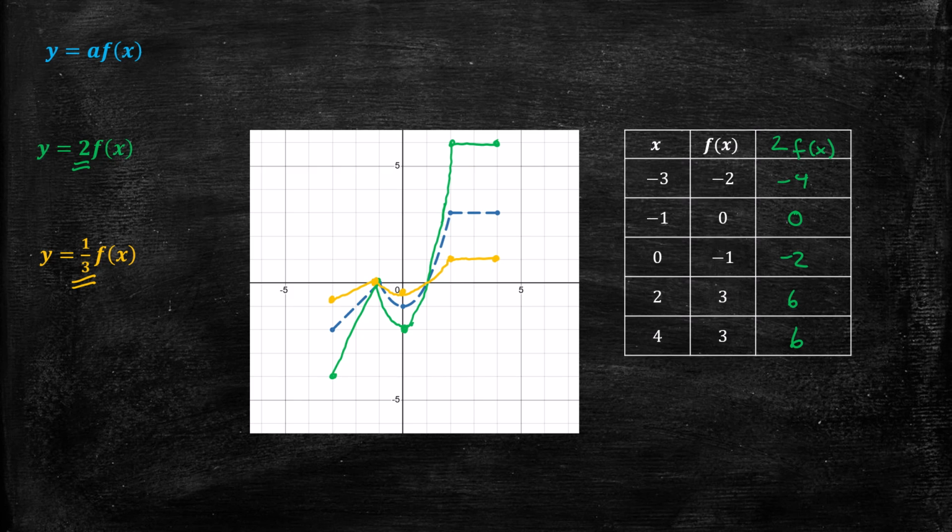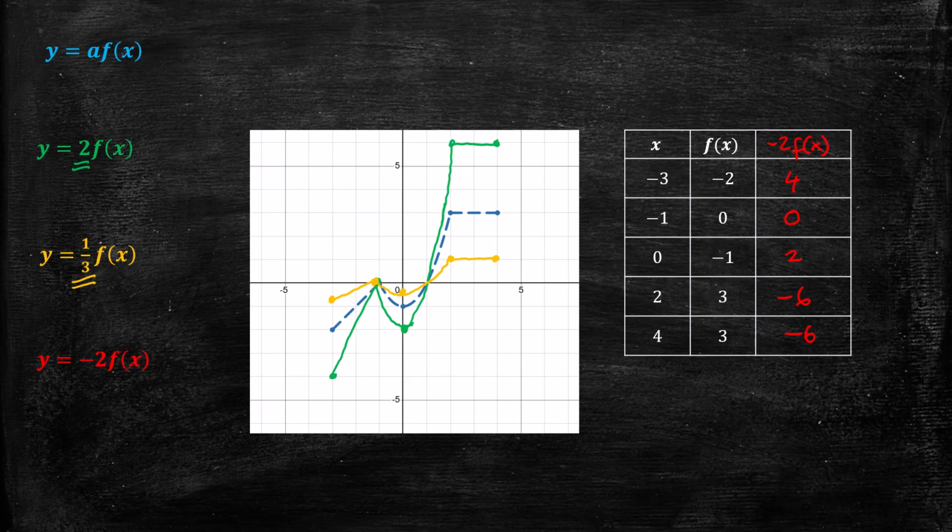And now we get a sort of bonus situation going on here for a transformation when we introduce a negative number. To help us with this, I'm going to erase this, and I think we'll fill these values in. So if we want to look at the effect of -2 times f of x, this becomes 4, 0. This will become 2, and this will be -6, -6.